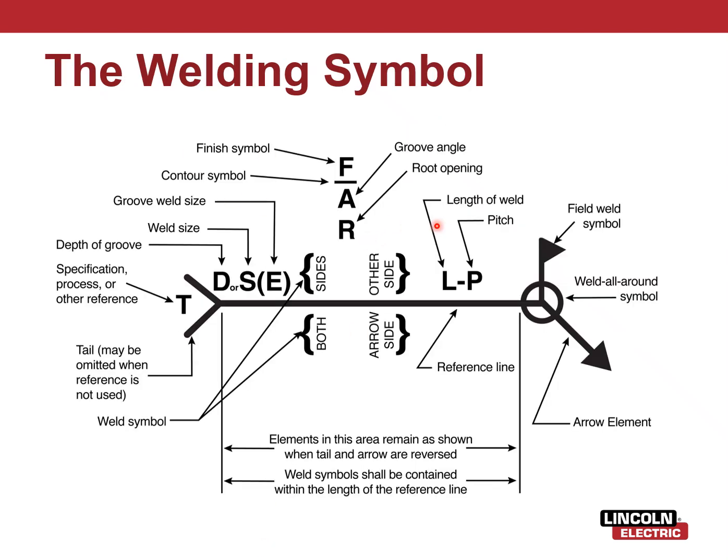So once again, the whole welding symbol. This is a really good slide to download just as a cheat sheet. Depending on the weld symbol, you may or may not have all of this. Again, like length of weld and pitch, it's really only going to be on intermittent welds. Groove angle, groove weld size, you're only going to have that on a groove weld. So you're not always going to have all of this on there, but this is a really good cheat sheet for you to keep with you.